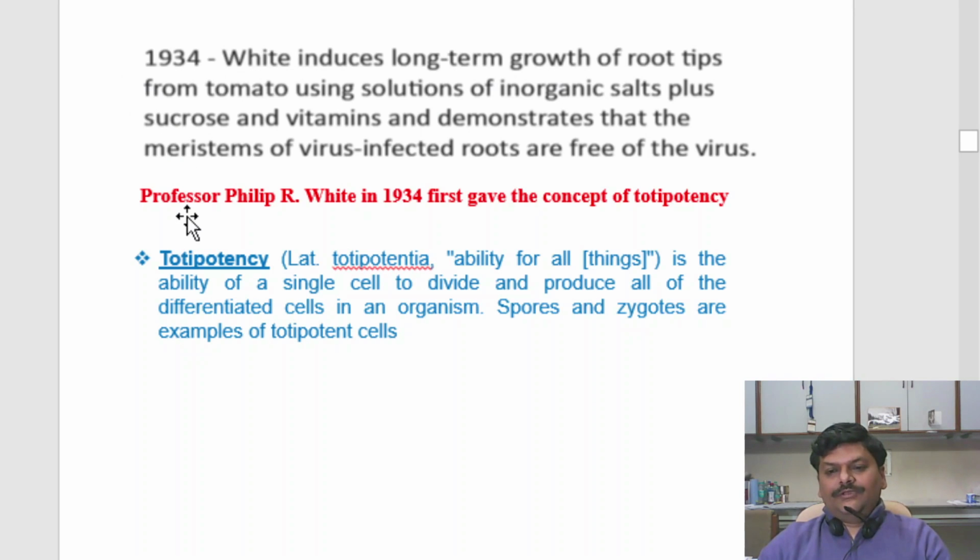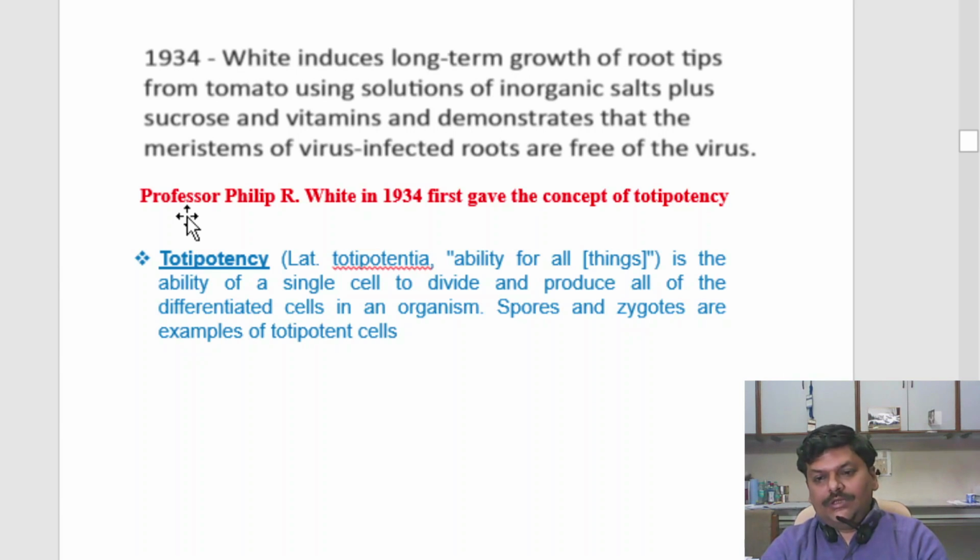And then Professor Philip R. White was the first one who got dividing cells from root tips of tomato in the nutrient solution. He found that if we use root tips or shoot tips which are virus free, then the cell mass they develop into is also virus free, and that cell division for plant tissue culture can be induced by providing vitamins and certain growth hormones. He was the one who gave the famous concept of plant cell totipotency.